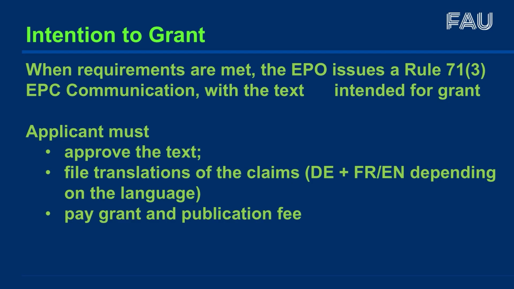To move forward, the applicant must do three things. First, formally approve the text. Second, pay the grant and publication fee. And third, file translations of the claims into the other two official EPO languages. Once these steps are completed on time, the patent can proceed to grant.